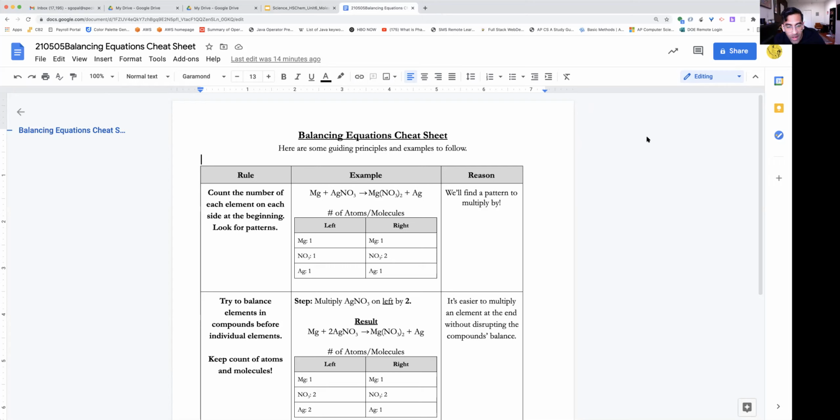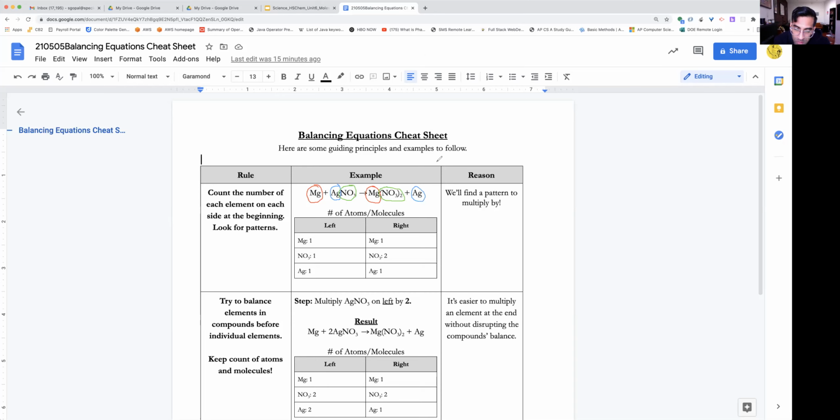So we've got one atom of magnesium on the left and one atom of magnesium on the right, okay? I can see that because there is no subscript for either of these, all right? Continuing on, all right, I've got one atom of silver on the left and one atom of silver on the right. And finally, here is the molecule. I have one molecule of nitrate on the left, but I have two on the right, hence the fact that this equation is unbalanced, okay?